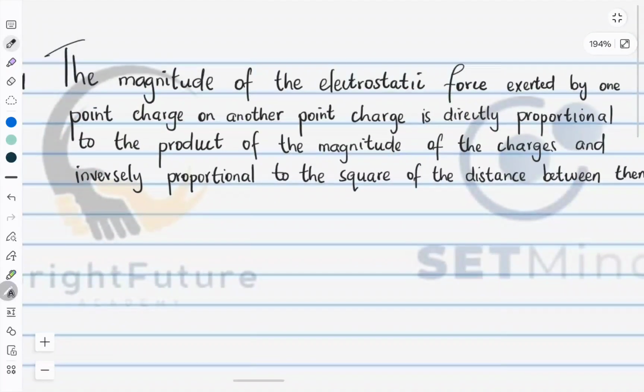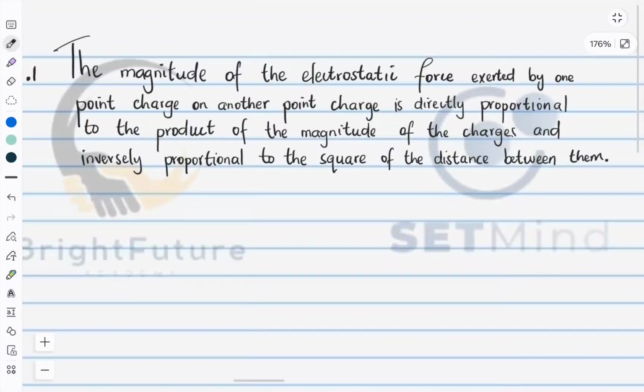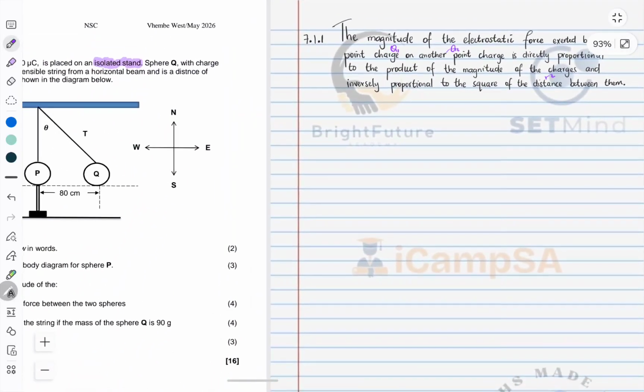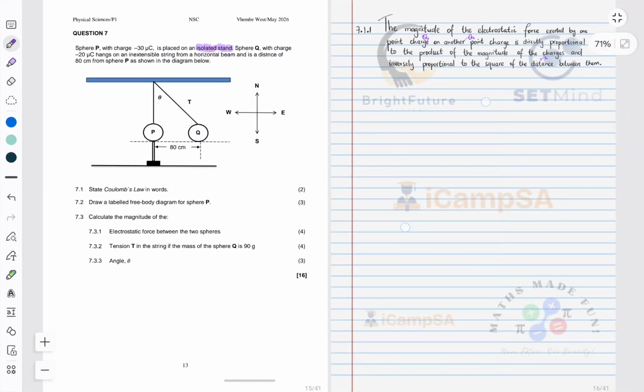So yes, I just wrote it out for you. The magnitude of the electrostatic force exerted by a point charge on another point charge is directly proportional to the product of the magnitude of the charges and inversely proportional to the square of the distance. When they say a point charge, we're talking about your Q1 or Q2 on another point charge. That would be your R squared between them. Okay, that's what the law basically says.